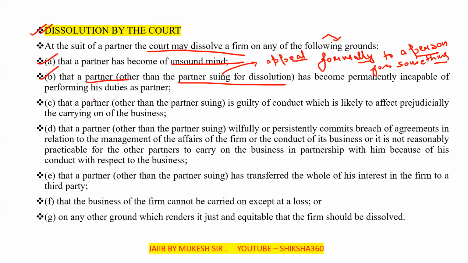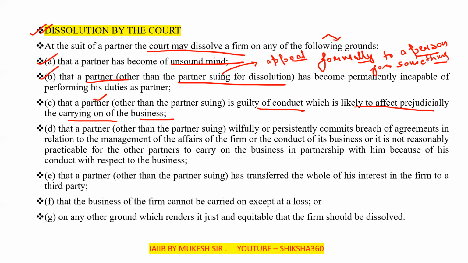The third one is that a partner is guilty of conduct which is likely to affect prejudicially the carrying on of the business. They are doing something that will impact the image of the business, and the image of the partnership firm is going to go down. So in that case, the court may dissolve the firm.